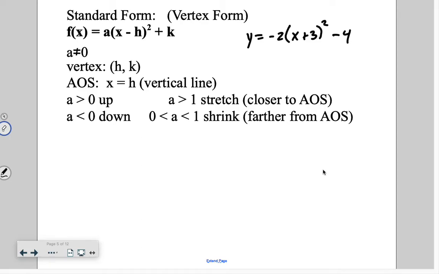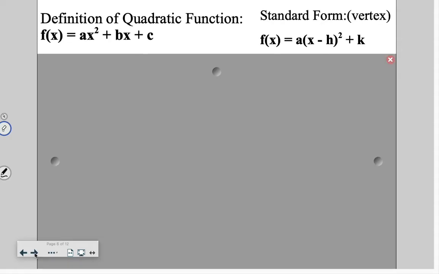Any questions so far? Okay, so in vertex form, like I said, this is the nicer form because you can check the vertex. You know a lot of information. When you're in standard form, there's not a lot of information given to you. You have to find it in order to come up with that. So if we take a look, here's the difference between the two. Here are your two forms right here.